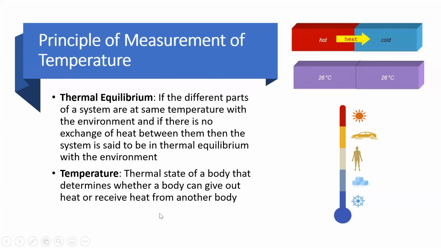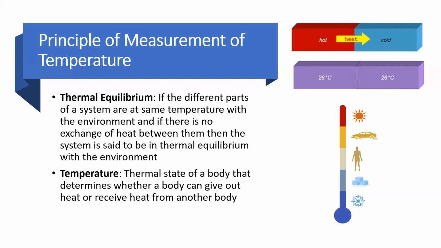from another body. For example, now it is very cold in Bahrain. So when we move out, our body is at a higher temperature than outside. So what happens? The heat from our body goes out. We give out heat to the surroundings.